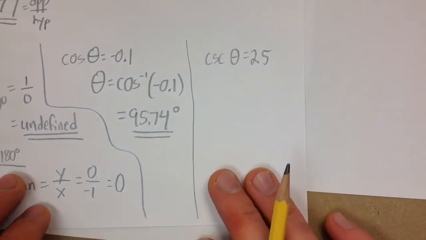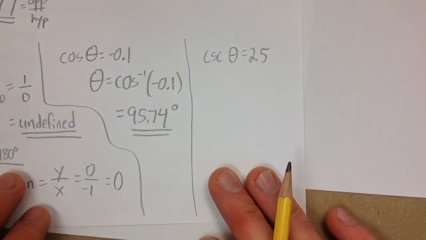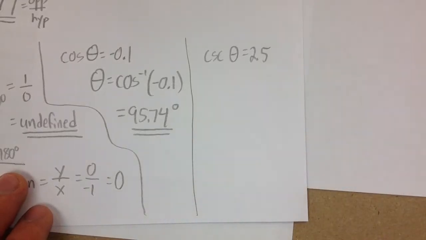And Allie, could you help me find the cosecant? Oh, excuse me. Can you help me find when cosecant is 2.5? Okay, so tell me what you know about cosecant.